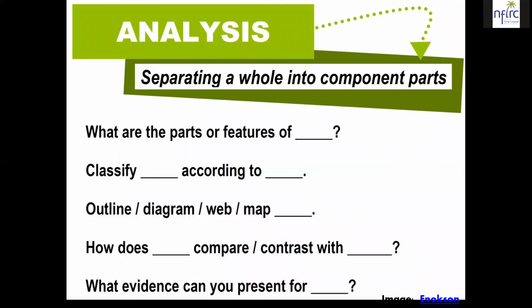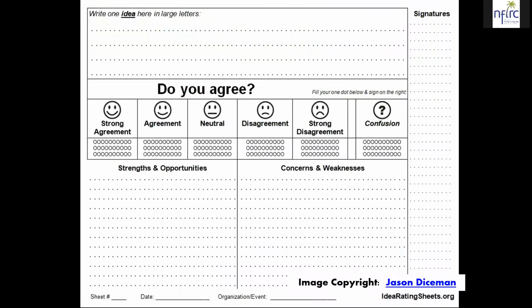I can think about what types of analysis I'm having them do, and I can use specific types of sentence prompts to get them to focus on that kind of analysis. What are the parts or the features of whatever it is that I want them to notice? Classify such and such according to whatever features I want them to pay attention to. Make a diagram or a web or a map of. So just with the sentence prompts, you can often provide a lot of scaffolding. I can scaffold by the way I set up the worksheet.